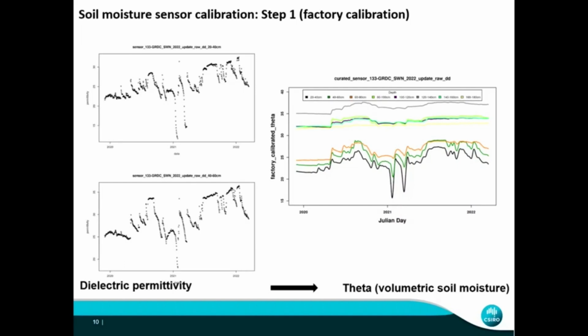If you buy a soil moisture sensor, you won't actually deal with the permittivity information. What will come out is the factory calibrated theta, the volumetric soil moisture, and a lot of people are happy with that. That's the factory soil moisture.